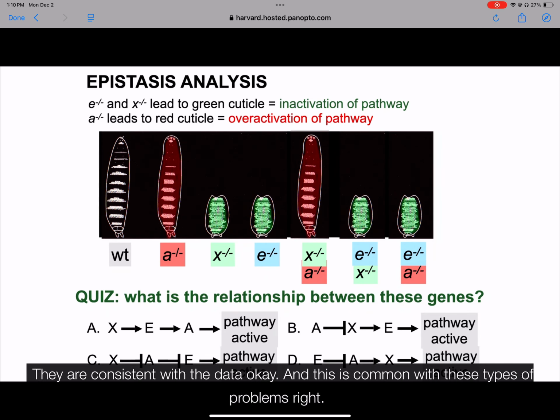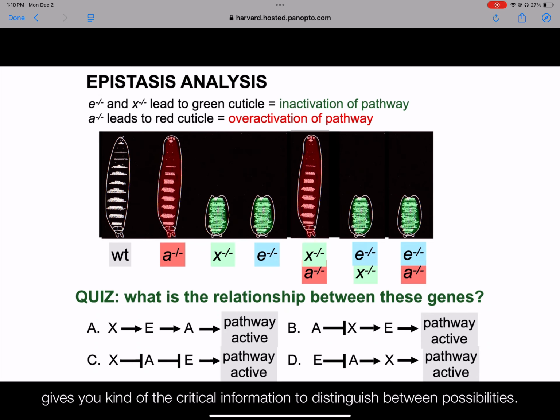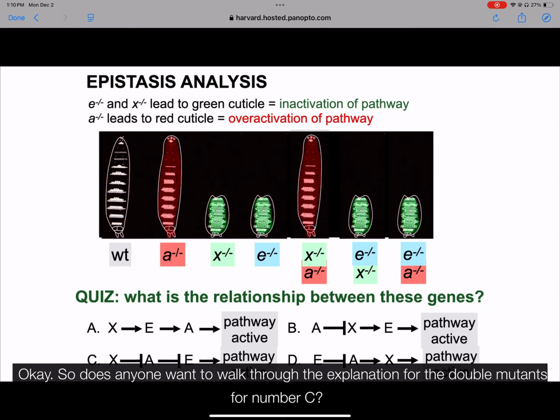And this is common with these types of problems. That's why in the video I mentioned that it's really often the double mutants that give you the critical information to distinguish between possibilities. So does anyone want to walk through the explanation for the double mutants for number C?